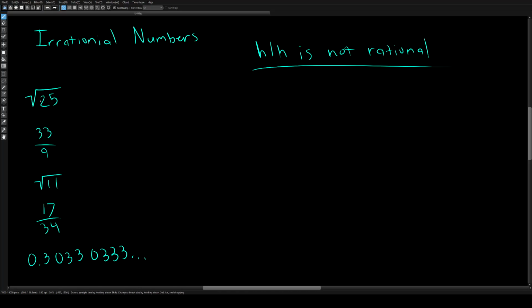So, square root of 25. It's simple enough. It will be 5, because 5 times 5 is 25. So it is a rational number. It'll equal 5. It is rational. Just to give a frame of reference.